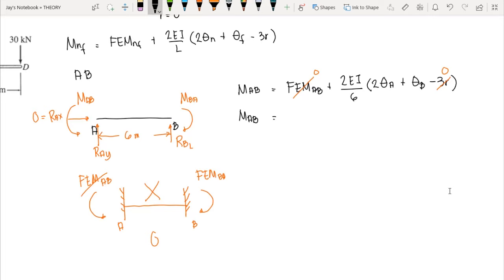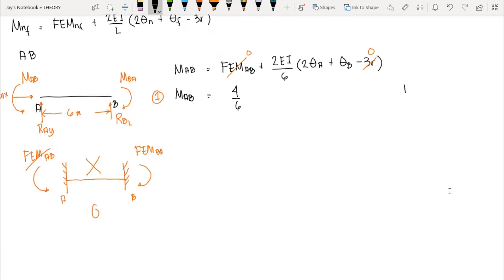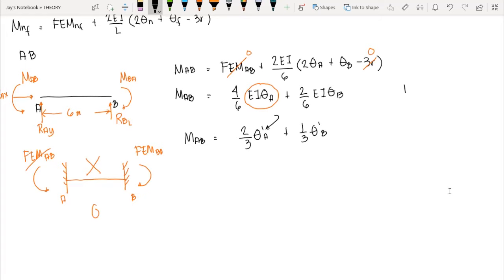So therefore, we have 4 over 6 EI theta A plus 2 over 6 EI theta B. But to make it simpler, I would like to express this EI theta as a single variable. I would express that as theta prime A. So therefore, we have M_AB equal to, we can simplify 4 over 6, that would give us 2/3 theta prime A plus 1/3 theta prime B. So this prime here indicates that this is a factor of EI and theta, just to make it simpler and shorter. Okay, so this is now our first equation.